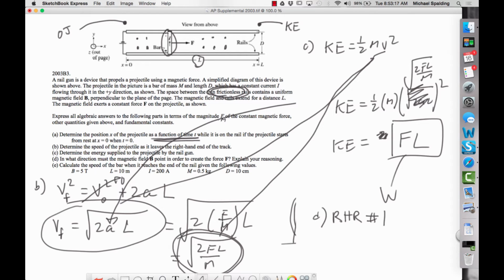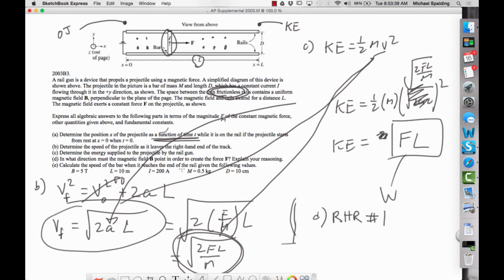Which way is the palm of your hand? To the left. So which way must the magnetic field be? Oh, sorry, I'm backwards. The force is to the right. Yeah, force is to the right. Your thumb is up. So which way are your 4 fingers pointing? Out.